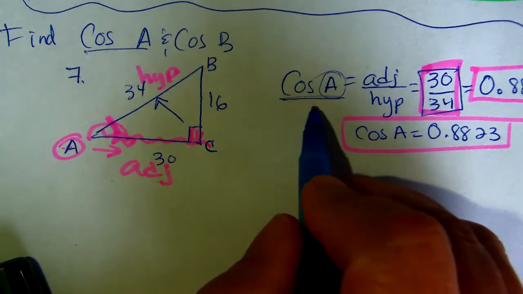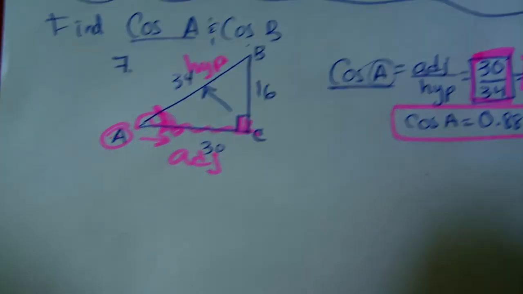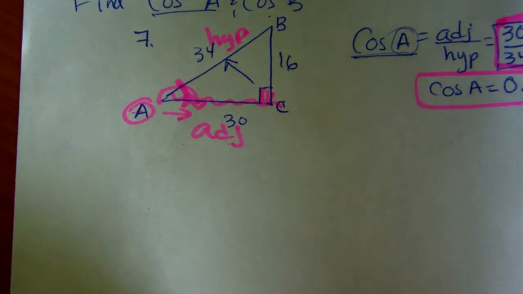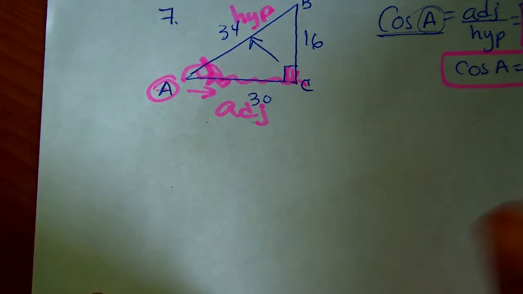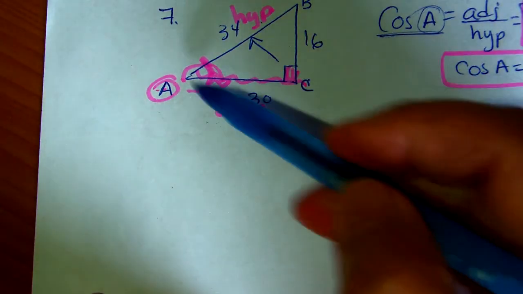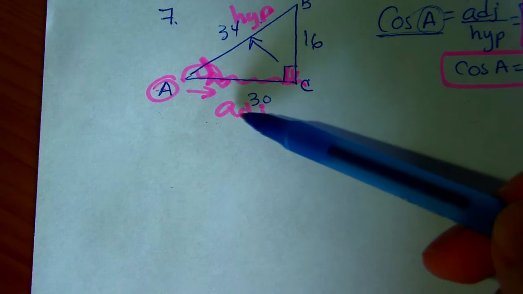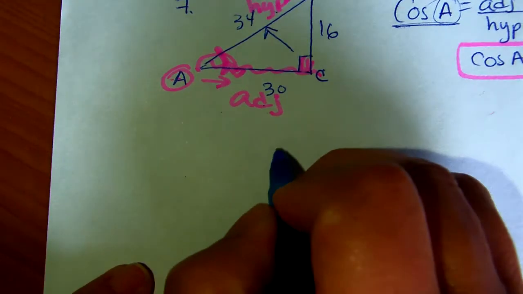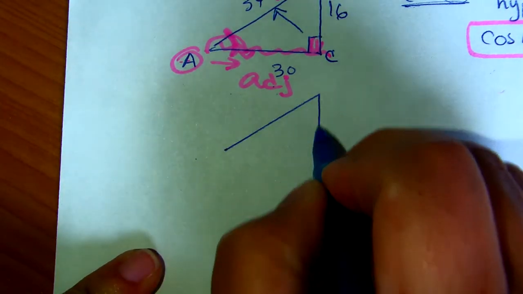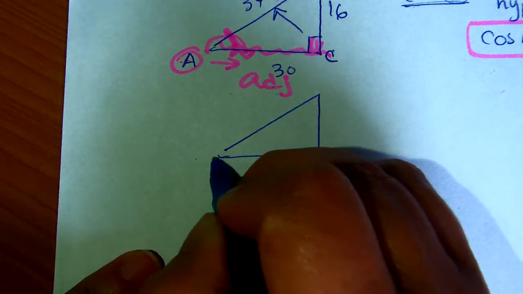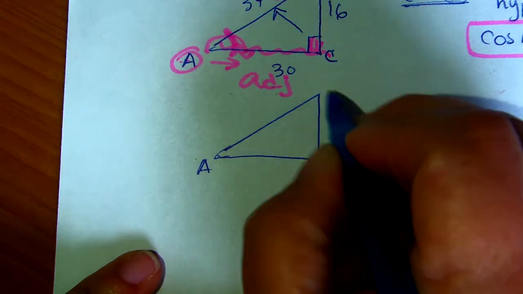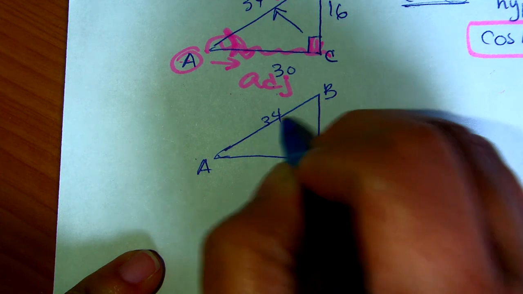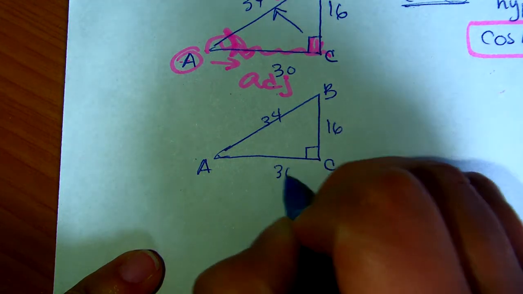So now let's get the cosine of angle B. And I'm going to do the same thing that I did before. I think it's best if you do this just like I'm doing it, because you have to label. If you overlap the labels, that will get you confused. So I'm going to draw the triangle again. Here's my triangle. Here's angle A. Here's angle B. Right angle C. 34, 16, and 30. All right.